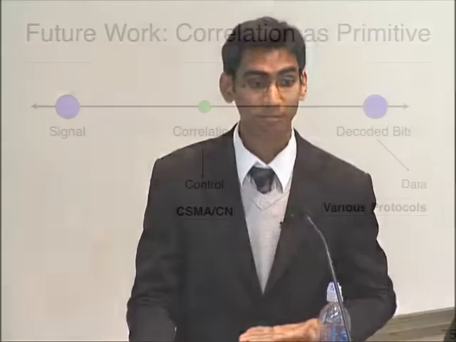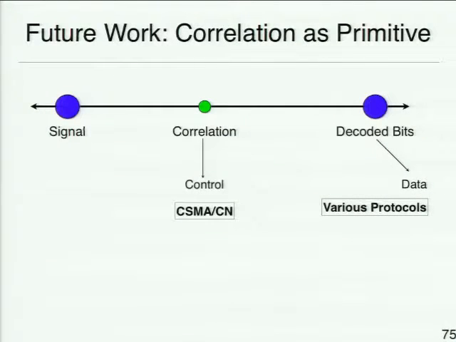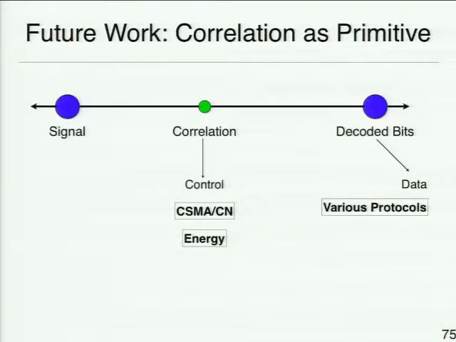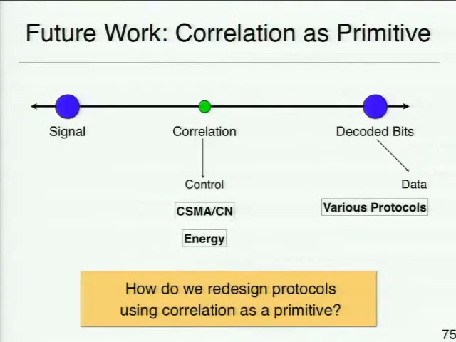And correlation sits between signaling and decoding. It's neither signaling nor decoding, it's in the middle. And it gives us a cheap method of sending feedback or information in presence of data communication. So if you can take those control bits and move them from decoding to correlation, it might be possible for us to save bandwidth. And CSMSCN, or collision notification that I talked about today, is one such protocol in this domain. We have looked at how you can save energy by using correlation. And going ahead, I would like to ask the broad question, how do you redesign protocols using correlation as a primitive?